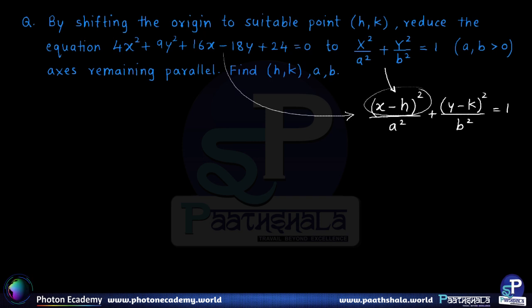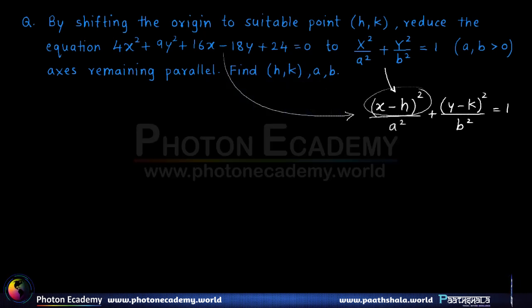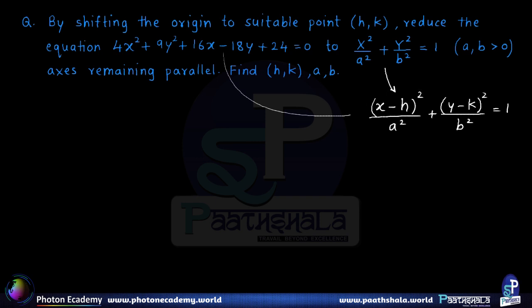And remember that there is a subtraction here, that is x minus something subtracted. So whatever is getting subtracted from x, that will be nothing but h, and similarly whatever gets subtracted from y, that will be k, and the denominators will be a square and b square respectively. So let us try to bring the original equation in the required format.